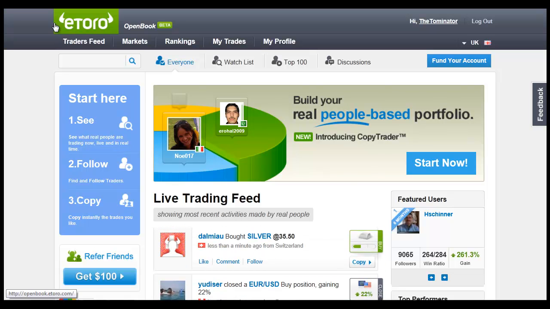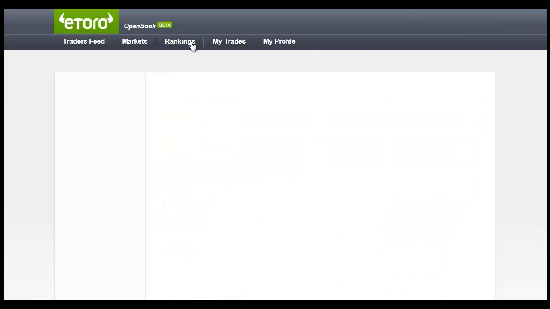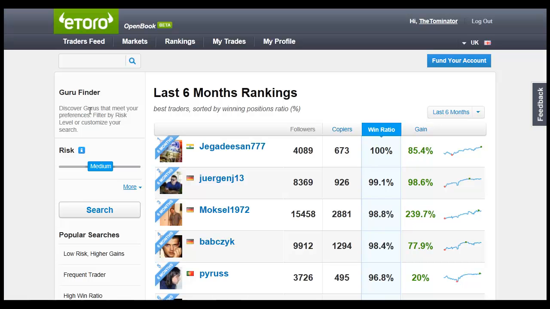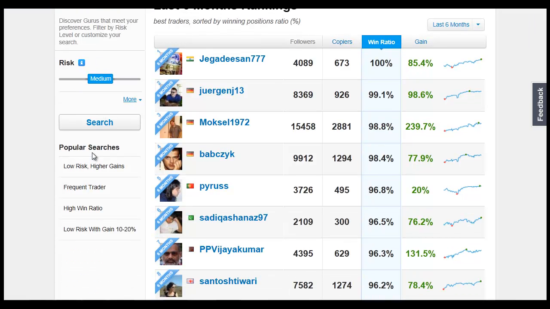First, let's see where it's located. The Guru Finder is located in the Rankings tab. Over here on the left-hand side, you can see the Guru Finder, which discovers gurus that meet your preferences. Filter by risk level or customize your level. What does that mean by risk level? We already have 4 built-in popular searches.